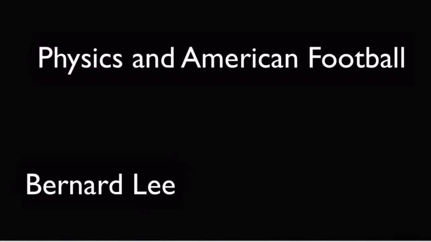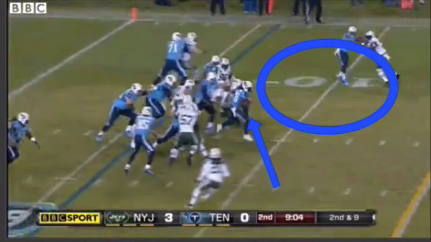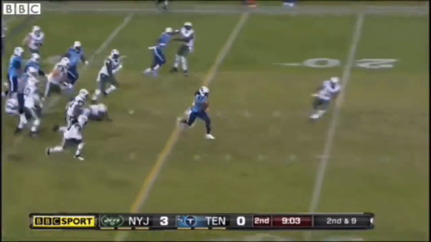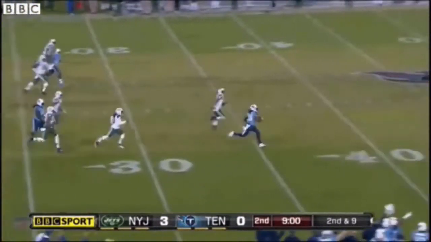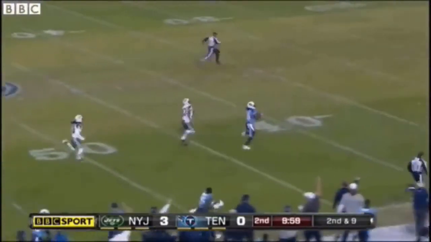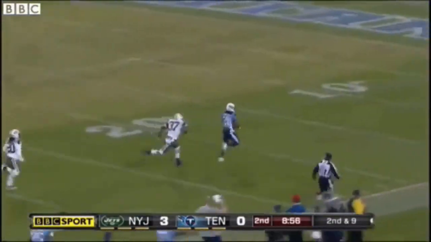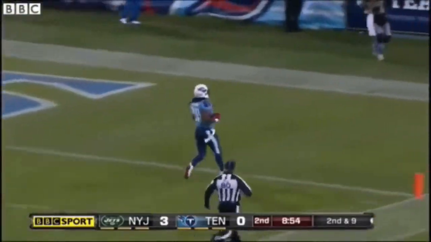In this video, we will explore how certain laws of physics can relate to American football. As you can see in this clip, the player is currently at the 10-yard line. After he crosses the 10-yard line, it takes him approximately 10 seconds to go the remaining distance, even though he slows down a bit at the end.